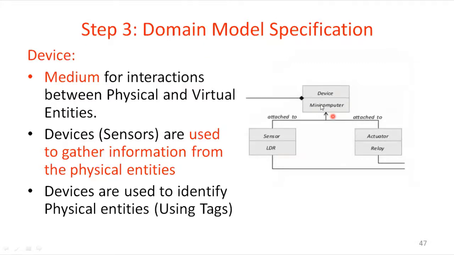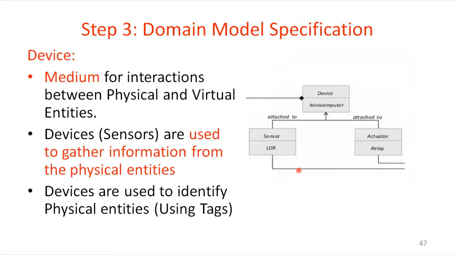The device is an interaction between physical and virtual entities. That means it takes the physical information. For example, a sensor takes a physical parameter and converts it into digital form. Devices are used to gather information from the physical entity. Devices are used to identify the physical entity using a tag. Here, sensors are also used to identify the physical entity.